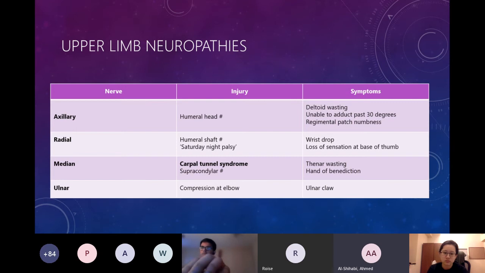But actually, oops, my bad. So yeah, we're talking about the axillary, the ulnar, the radial, and the median nerve. Main cause of an axillary nerve palsy.